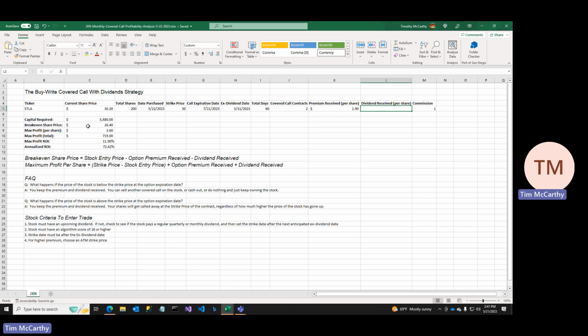This is the essence of the buy-write covered call with dividend strategy. You want to tempt the market makers or the market to say, hey, I'm in the money. There's a next dividend date coming up, but you've already collected some pretty good premium. So you're really just pocketing that premium, and if your shares get called away, great, no problem. So that's kind of what I'm looking at here, and why I like this trade.